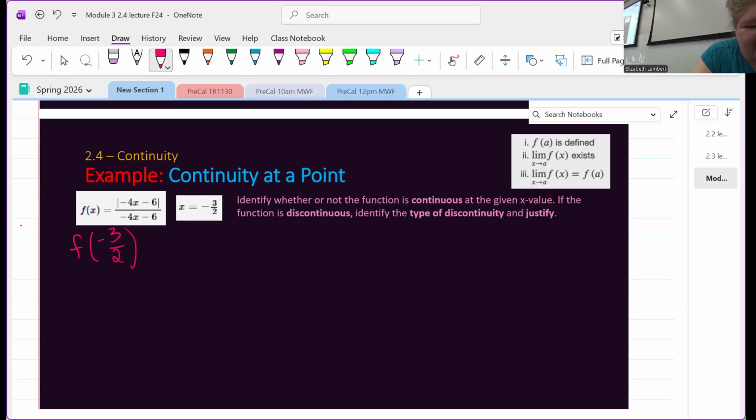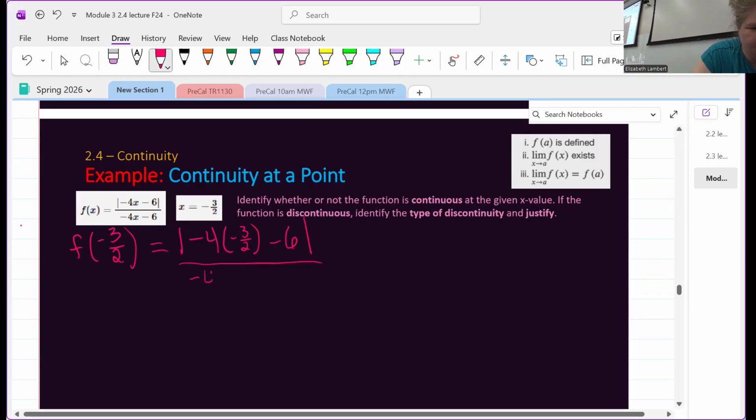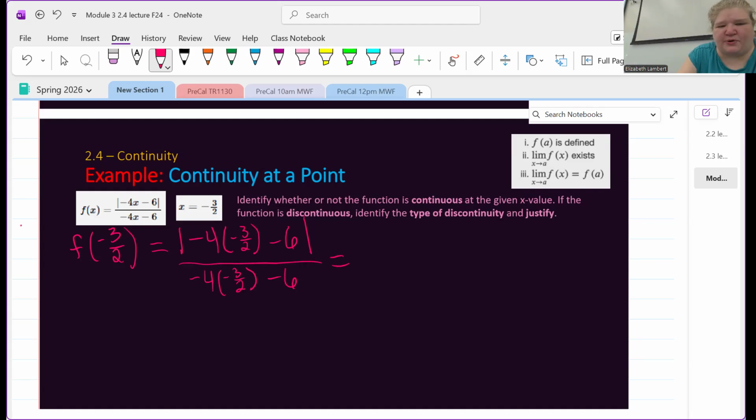So f of -3/2. I have the absolute value of -4 times -3/2 minus 6, and then I close the absolute value. And then the bottom is the same thing without the absolute value. So it's really a question right now of what that number crunches up to be. What do we get when we do -4 times -3/2 and then minus 6? Yep. So I got a 0 over 0.